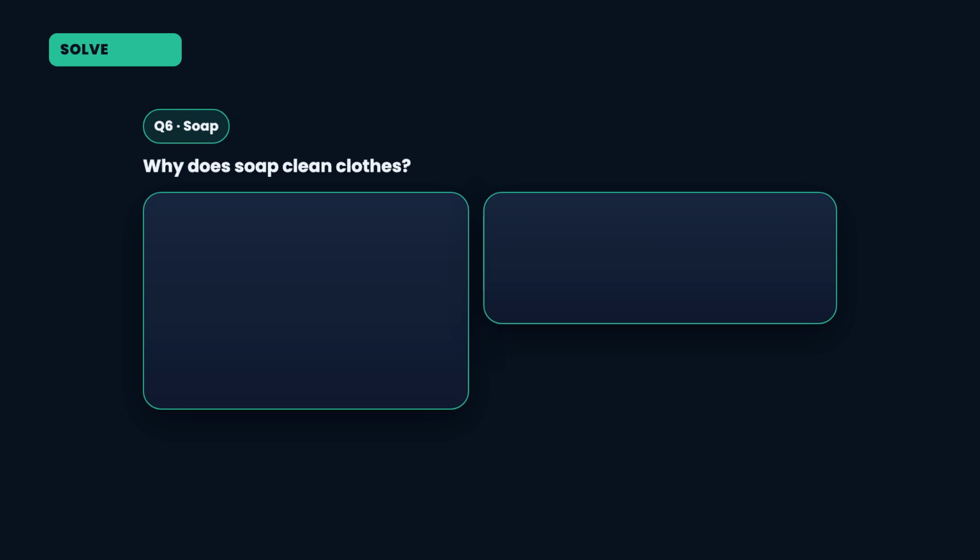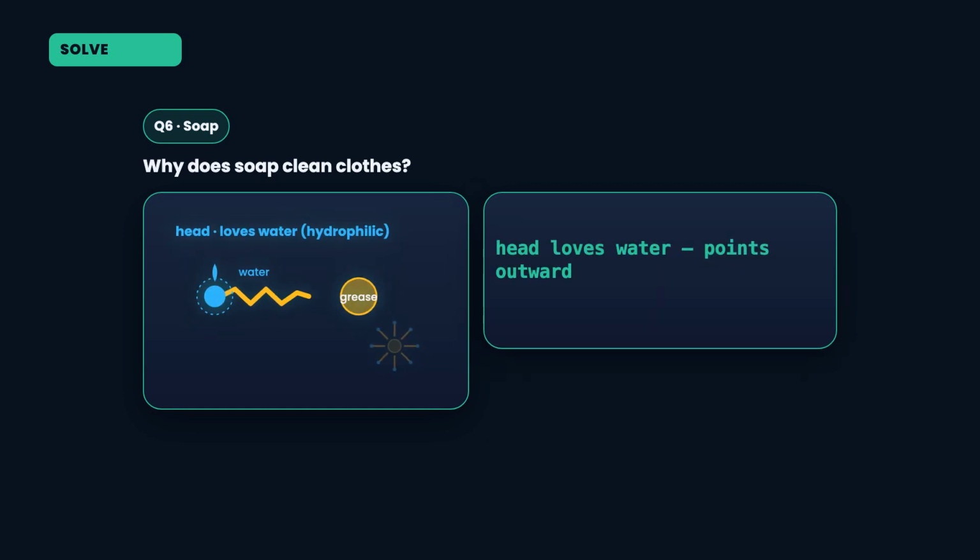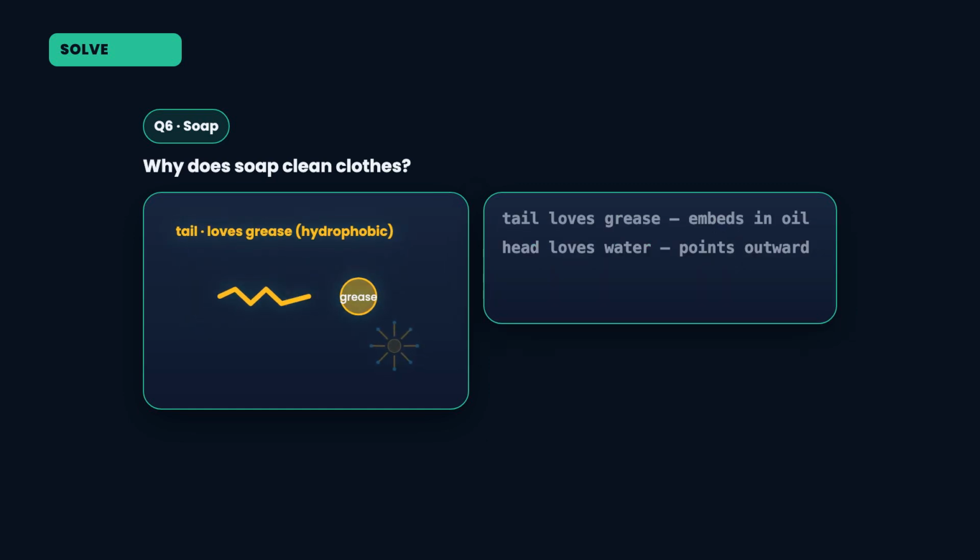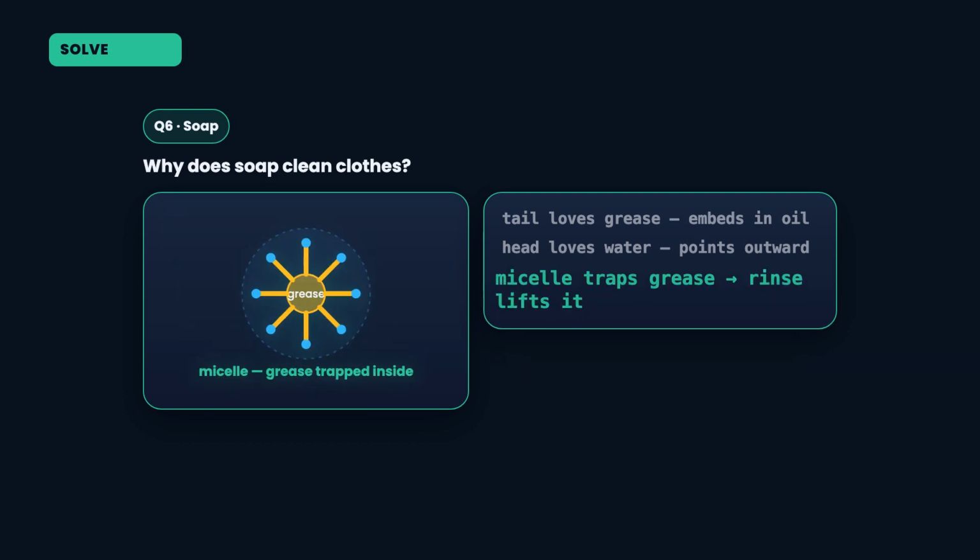6. Why does soap clean clothes? Each soap molecule has a water-loving head and a grease-loving tail. The tails embed in the oil. The heads stick out into water. The grease gets surrounded, a micelle, and lifts away when you rinse.